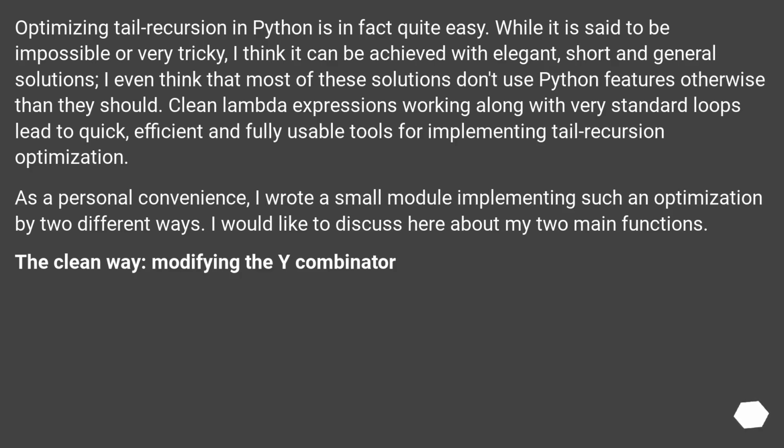Clean lambda expressions working along with very standard loops lead to quick, efficient and fully usable tools for implementing tail recursion optimization. As a personal convenience, I wrote a small module implementing such an optimization in 2 different ways. I would like to discuss here my 2 main functions. The clean way: modifying the Y Combinator.